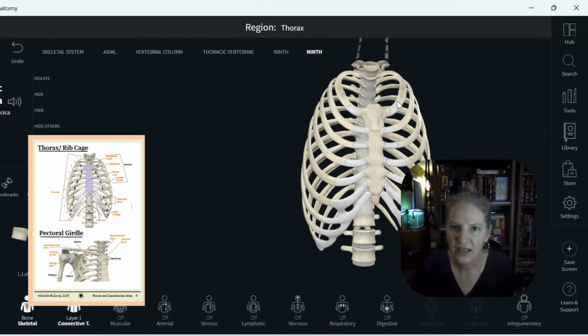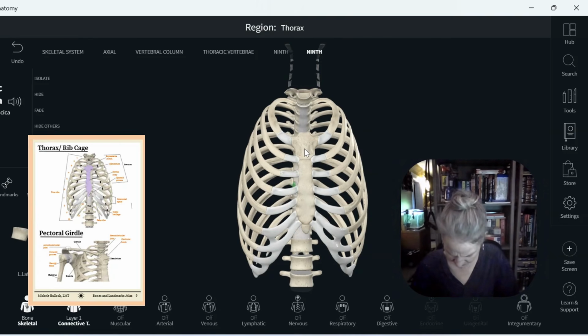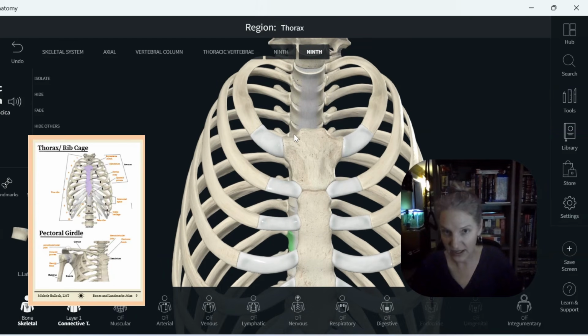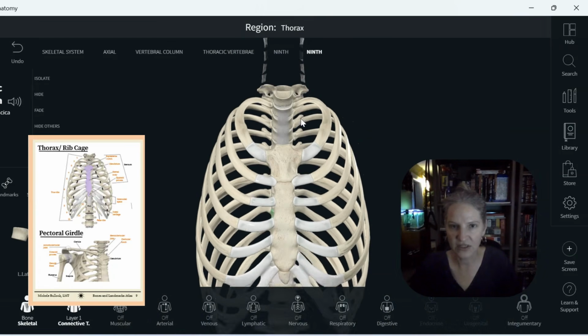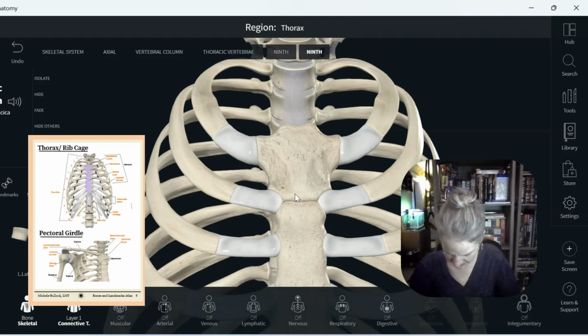All right. Here we have the sternum. We have manubrium, sternum, xiphoid process. What else do I want to know? Clavicular notch. Clavicular notch is right here. This little curvy thing, because that's where the clavicle comes in. We're going to look at that in just a minute. We're going to look at the whole shoulder girdle with the clavicle coming in this way.